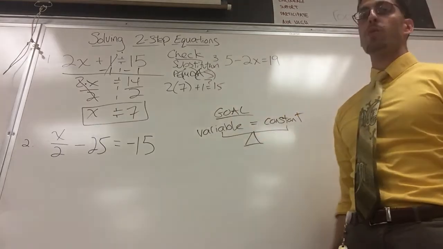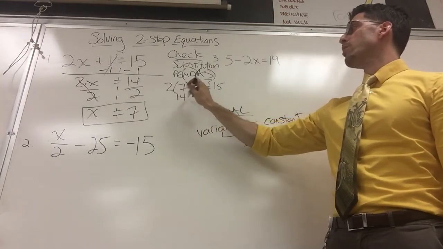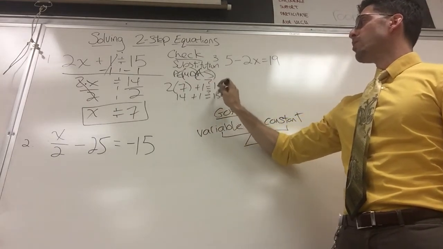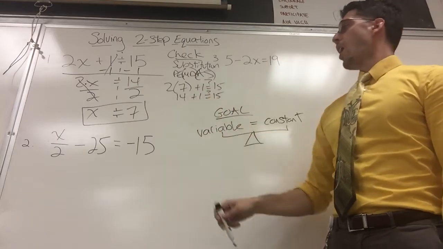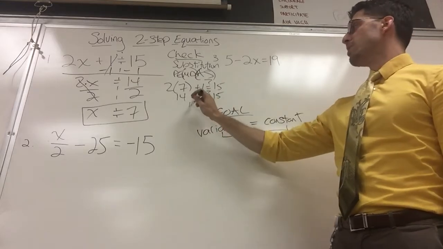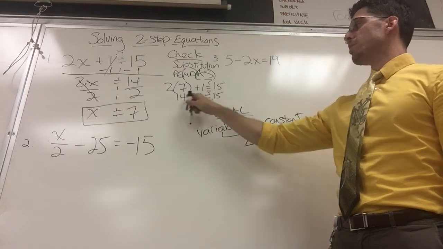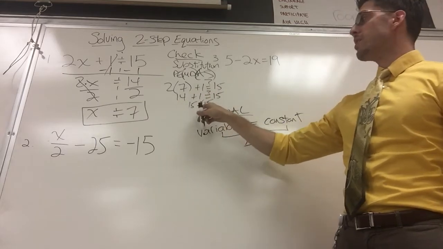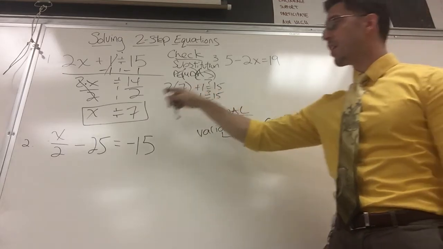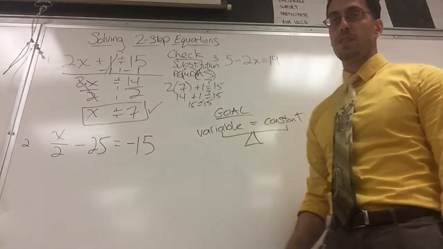I don't know, so I put a question mark. 2 times 7 is 14 plus 1, is that 15? And 15 is equal to 15 because 14 plus 1 is 15. This is not the answer, this is the check. That was the answer, is correct.